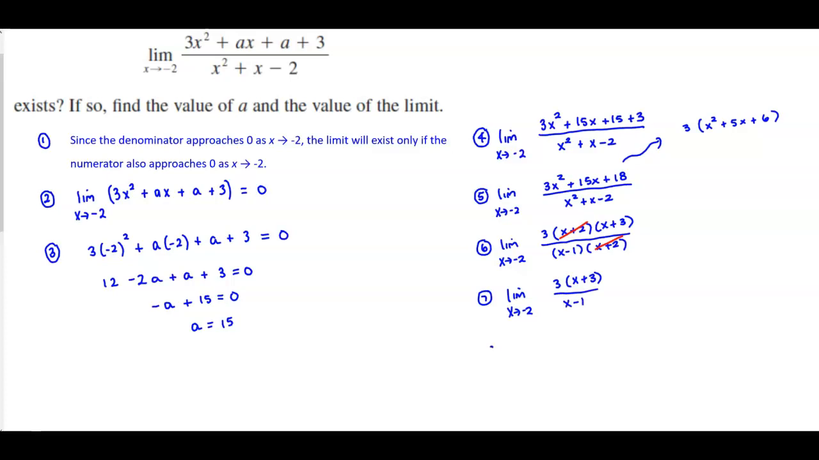And let's go ahead and evaluate the limit. So we have 3 times negative 2 plus 3 over negative 2 minus 1, which is 3 times 1, which is 3, over negative 3, which is equal to negative 1.